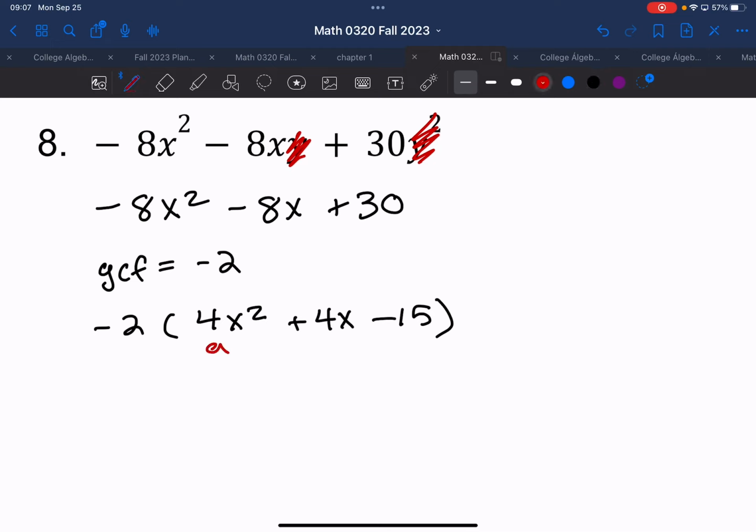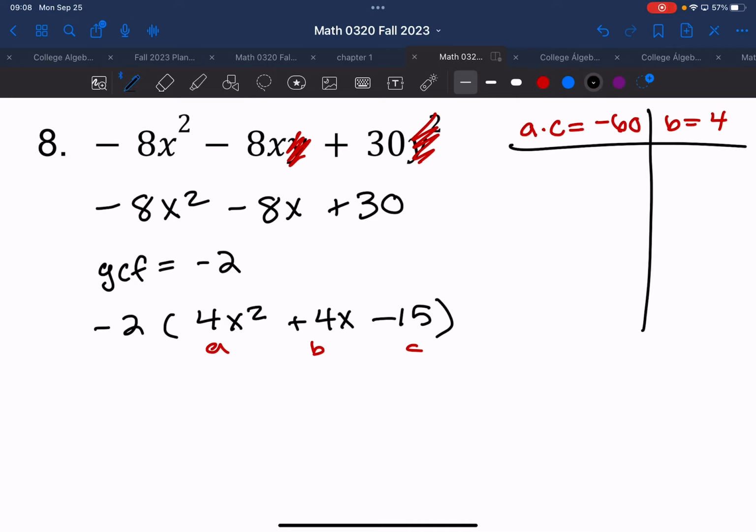So now I have my A, B, and C value. So A times C is 4 times negative 15, which is negative 60. And B is that 4. So we need two numbers that multiply to negative 60, but will add to 4. Can anyone think of what those two numbers are? Or if we can't think of them right off the bat, we'll just start listing factors of negative 60.